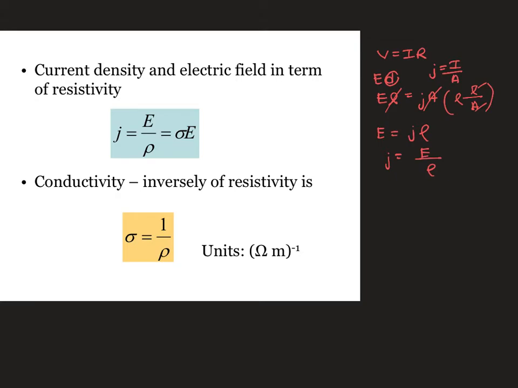The opposite of resistivity is conductivity, which indicates a very good conductor. So resistivity equals 1 over conductivity, and when I put it inside this formula, I get the current density equals E times sigma, the conductivity. The unit for the conductivity is per ohm meter.